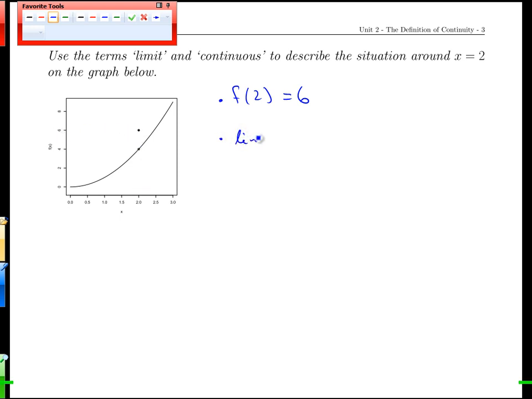We also have that the limit as x approaches 2 of this function, well, that's going to be what would happen if we were just following the curve closer and closer and closer. Where would we have ended up? Well, that would be at y equals 4. So as x gets closer to 2, the y values approach 4.